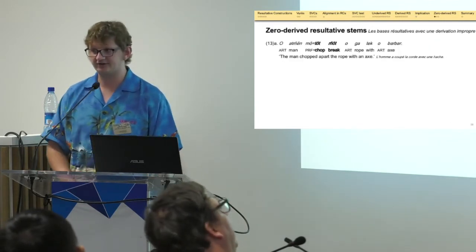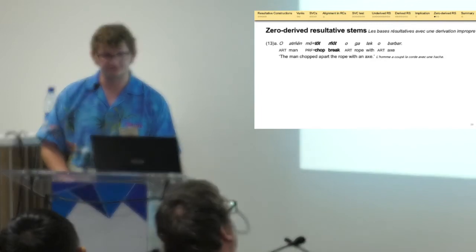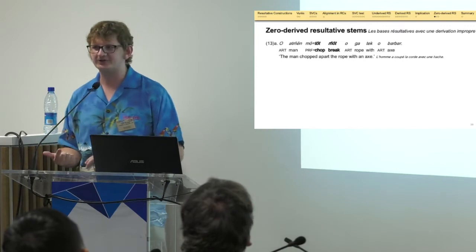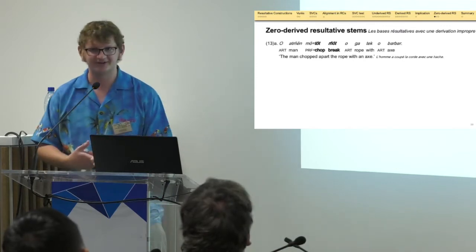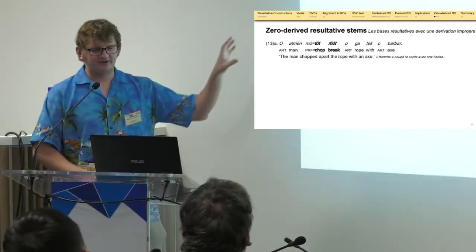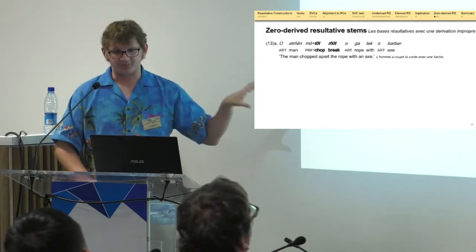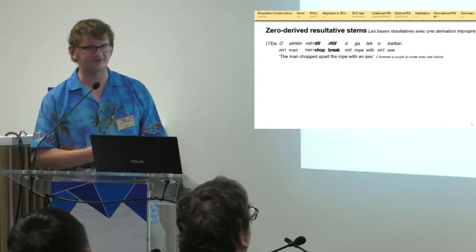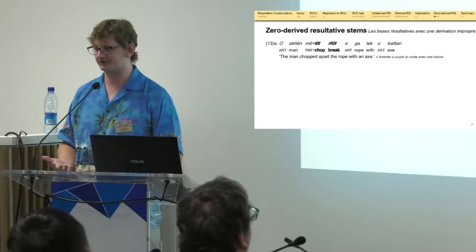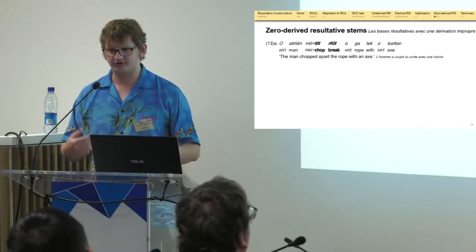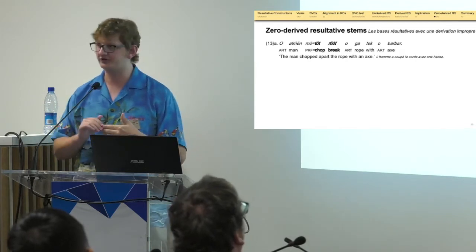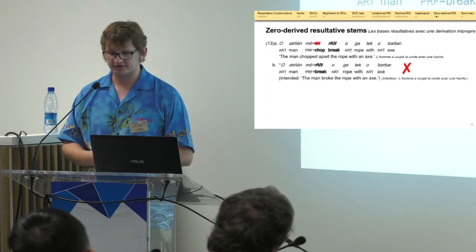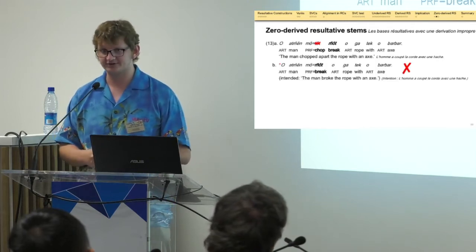However, we find this, and this is a bit of a problematic case. So we've had derived resultative stems, we had underived ones, and now we've got zero-derived ones. If you see this example, chop, break, again, this is another break thing. What do we do with this? It looks like a serial verb construction, right? And if you remember, we normally just struck out the first verb, and it shouldn't be grammatical. Well, that's correct. If we strike out the first verb, it's not correct.